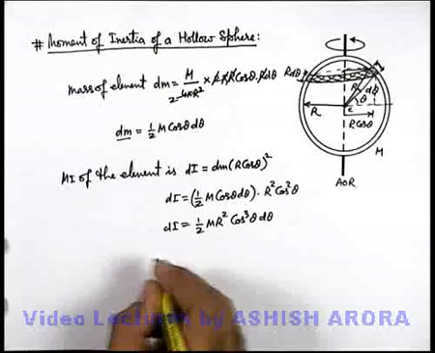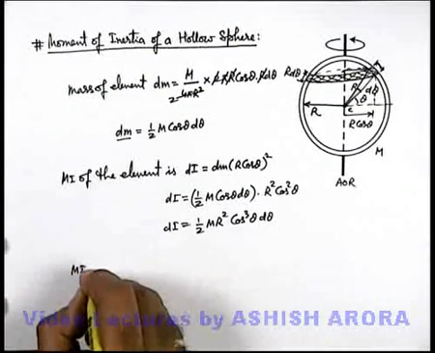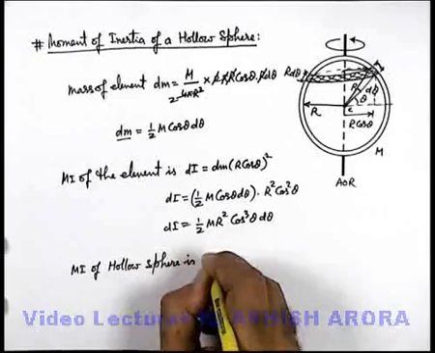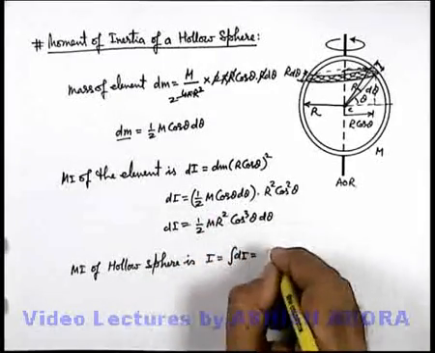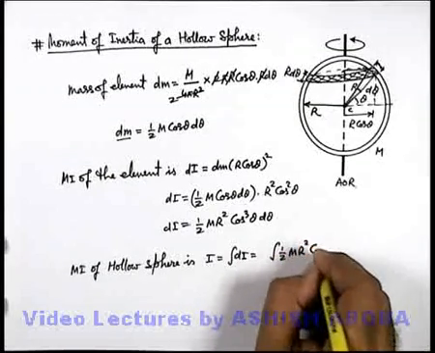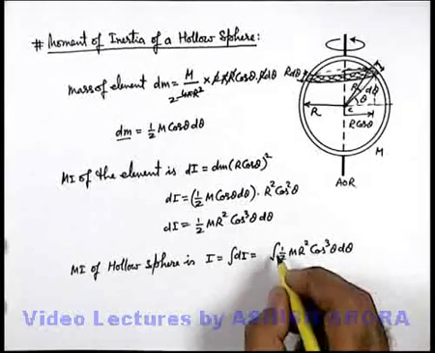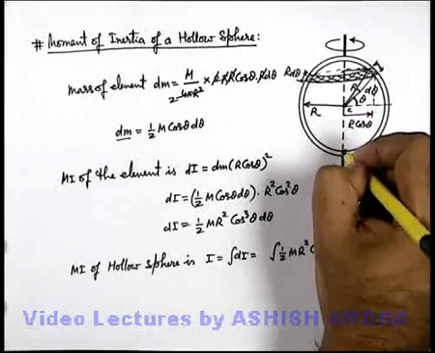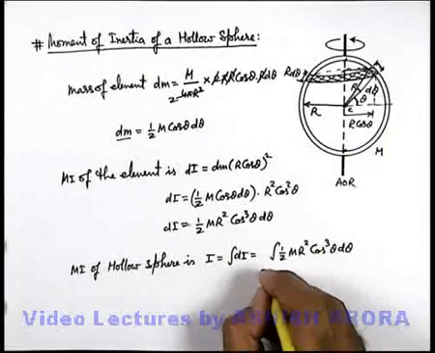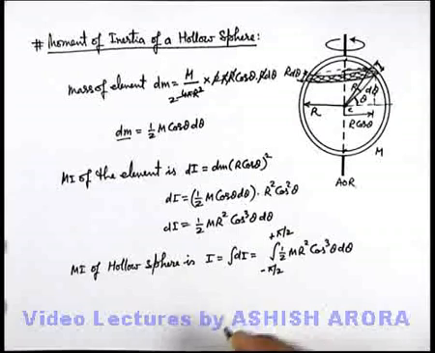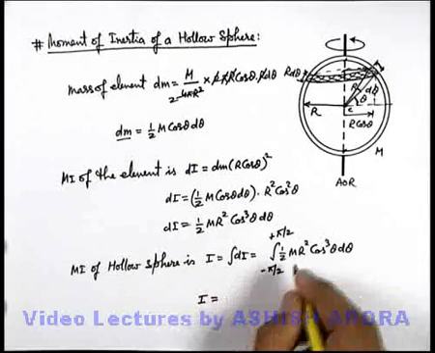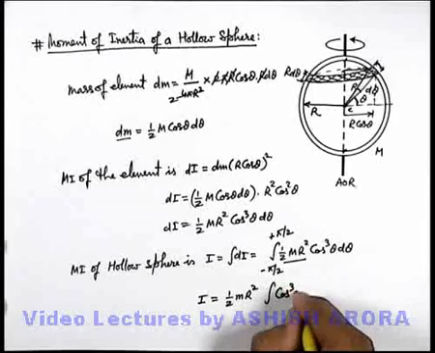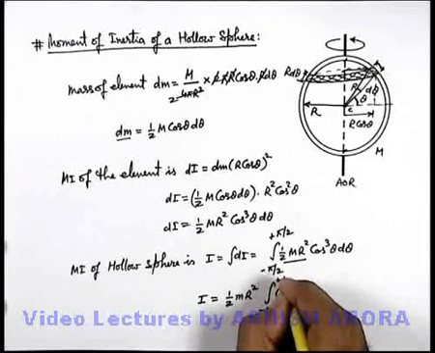Now the total moment of inertia of the hollow spherical shell can be given as I equals integration of dI. We can integrate this expression, half m r square cos cube theta d theta, and if we put the limits of integration, we are integrating in terms of theta, so it will be integrated from the bottom of the sphere to the top. So the angular limits can be written from minus pi by 2 to plus pi by 2. Here half m r square is a constant which we can take out of the integration sign. It is the integration of cos cube theta d theta from minus pi by 2 to plus pi by 2.